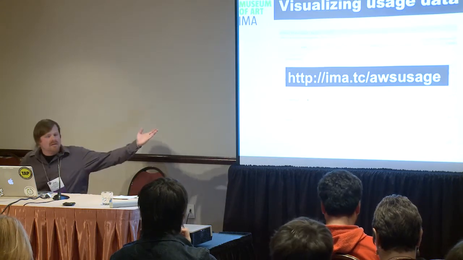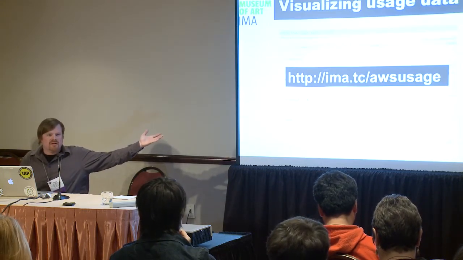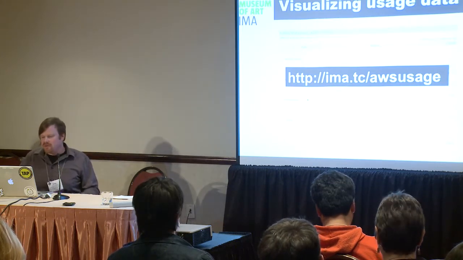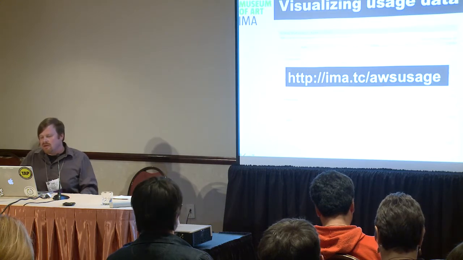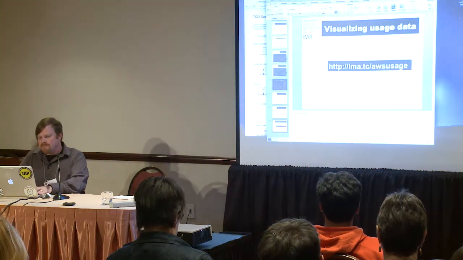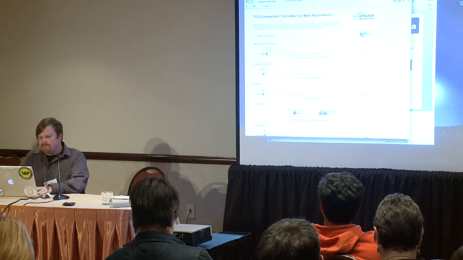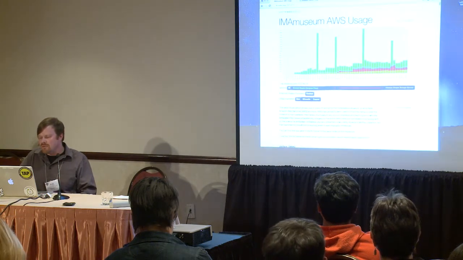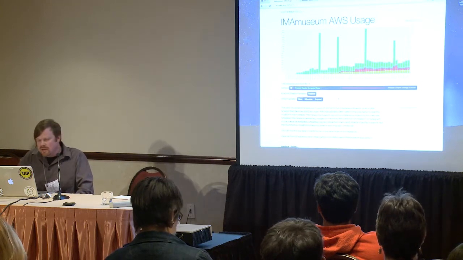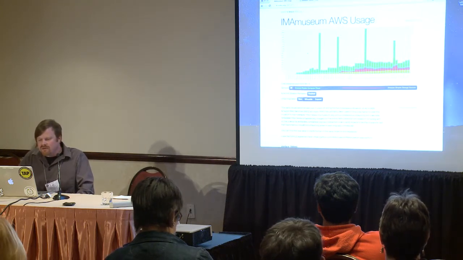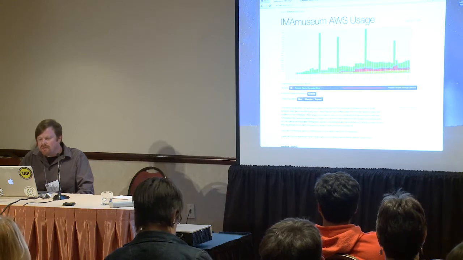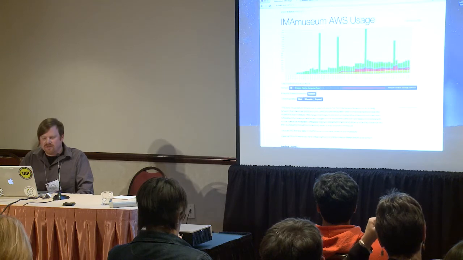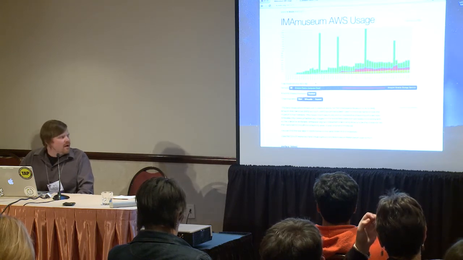So this is the link to the usage visualization, the info viz that I'm about to show. So if you want to copy that link, you can reference it later. This is a D3 based graph that we put together to show this information. Here you can see this is the total expenditure over time for our AWS usage, and you can see the total amount here is roughly 22 grand.